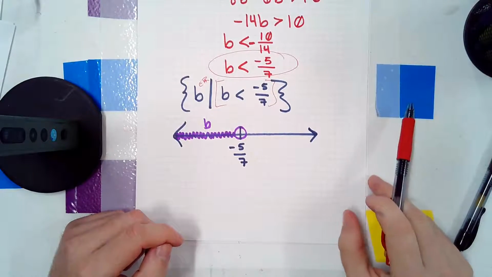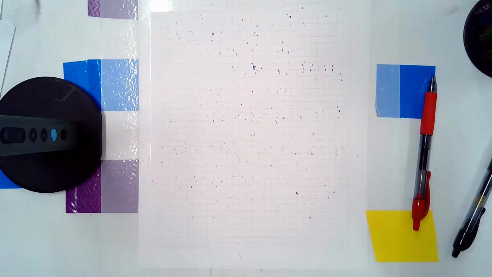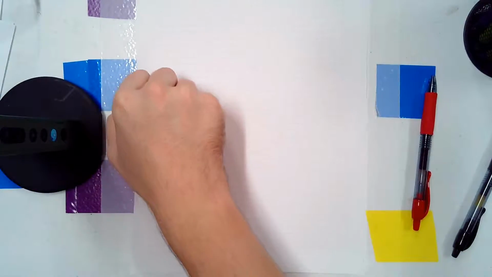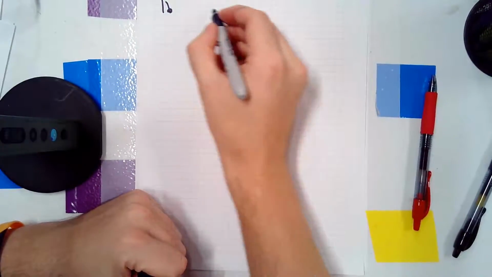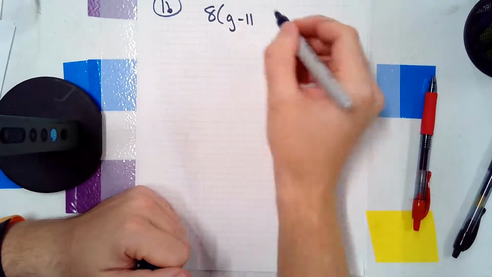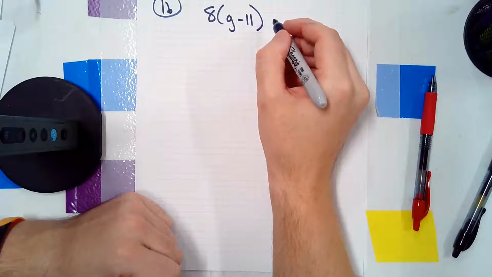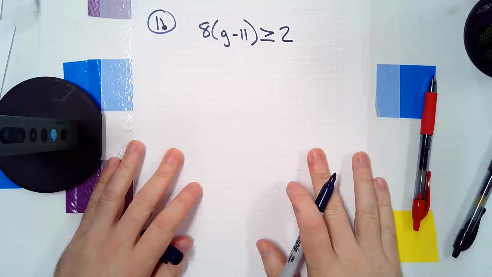Isaiah, can you go over 1B for the next one? Yeah, we can do that. Isaiah, tell me what 1B looks like. G minus 11. Okay, A times the quantity of G minus 11 is greater than or equal to 2. Check out. Yes. That what we got?